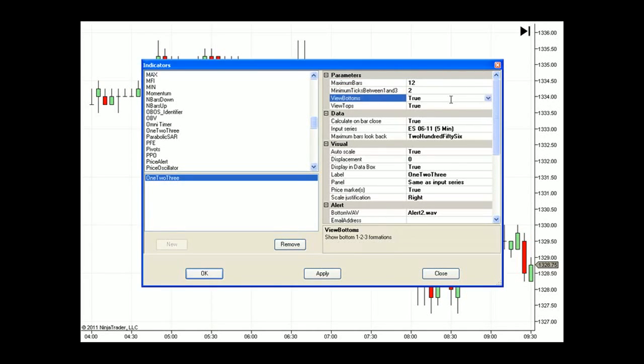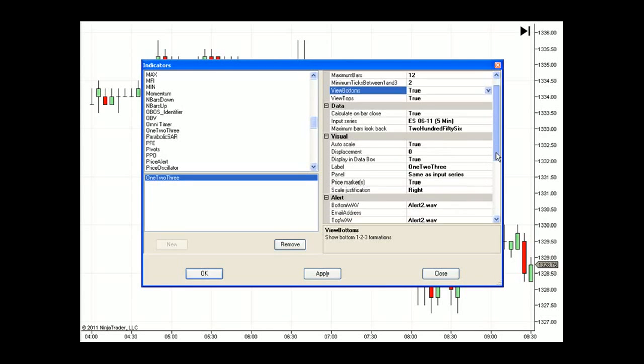In the next part, the indicator gives you the option to view the topping formation or the bottoming formation. The idea here is that if you have a positional bias, you may choose to eliminate either topping signals or bottoming signals. But for our purposes, I'm going to leave both values turned on. To turn them off, you would use the default setting. Calculate bar on close, default is true, unless you want to see the formation signal as the bar is developing, but that's not really necessary for this particular type of indicator. The rest of the settings down here are pretty much the default settings.